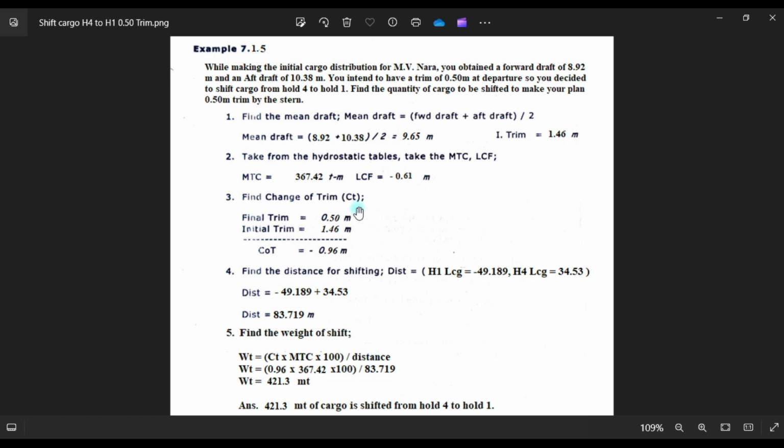To find the change of trim, we must first put our initial trim of 1.46, which is this one, and our final departure trim will be 0.50. We subtract this one, we have the change of trim of 0.96. This will be our change of trim. Okay, just follow these procedures and you will get the final answer of how much weight we need to shift from cargo hold 4 to 1.